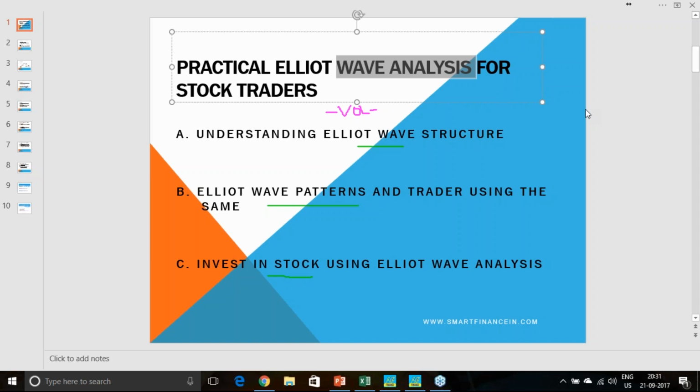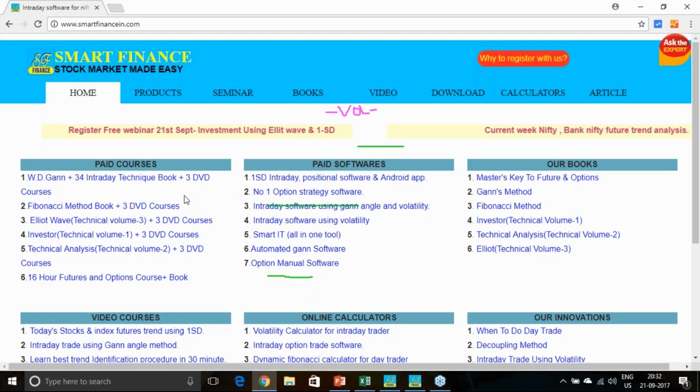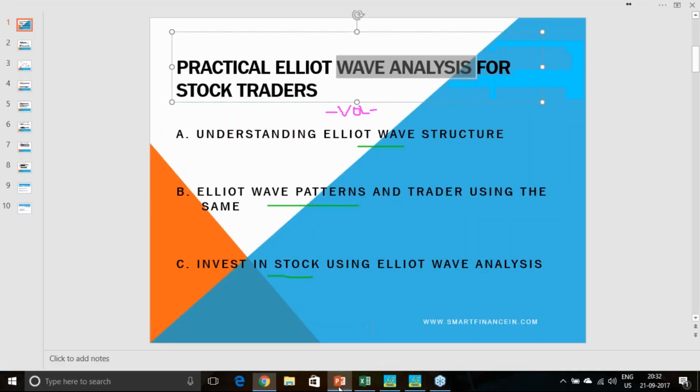How we will accommodate the volatility into the Elliott study, that I am going to explain. And in the smart finance domain, if you have the Elliott wave course, you can learn the same things. This book and DVD, many of you are buyers. If you have this, post this event, try to learn as much as possible.